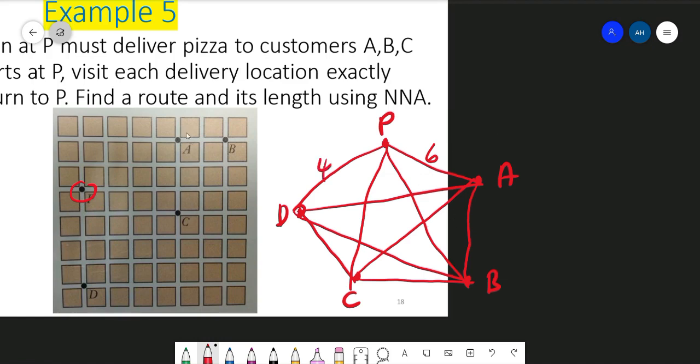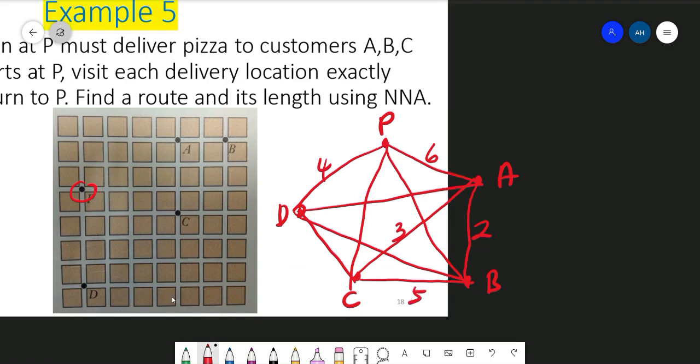From A to B, 1, 2. So from A to B, only 2 blocks. We are counting blocks now. From A to C, 1, 2, 3. A to C, only 3. Let's write it down there. Now, from B to C, 1, 2, 3, 4, 5. B to C, 5.